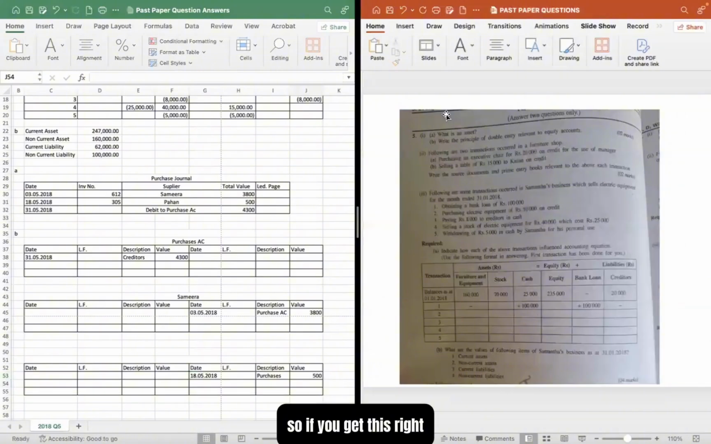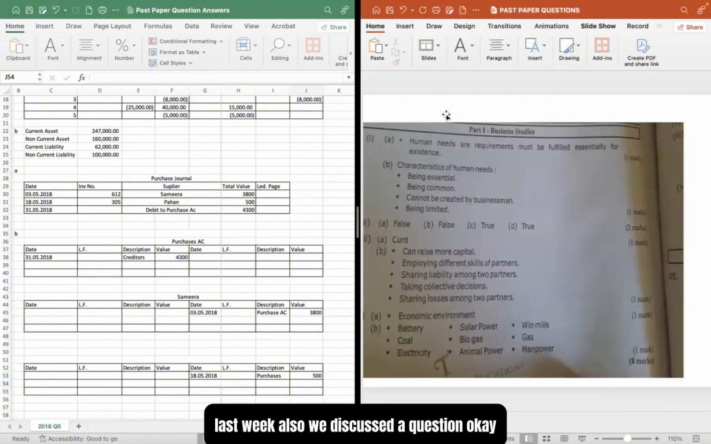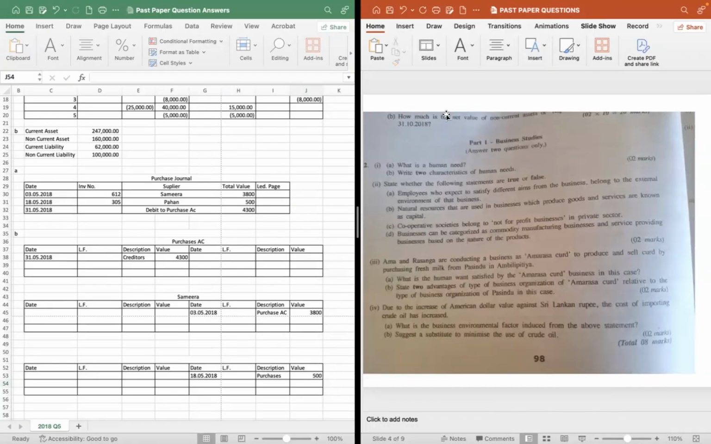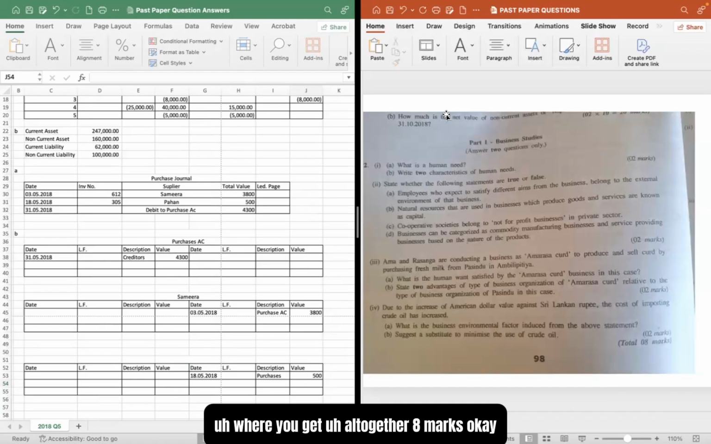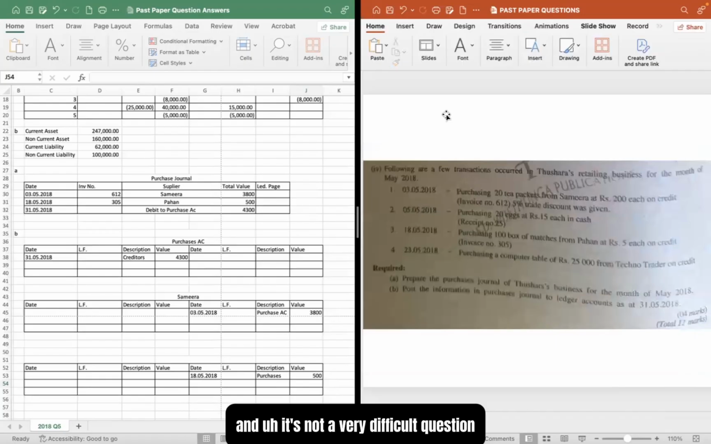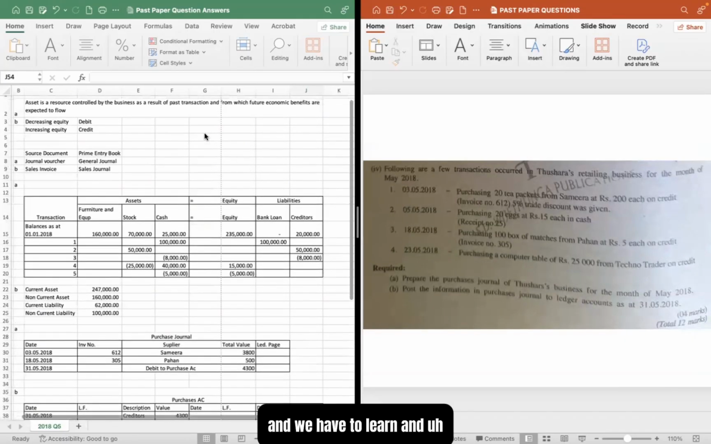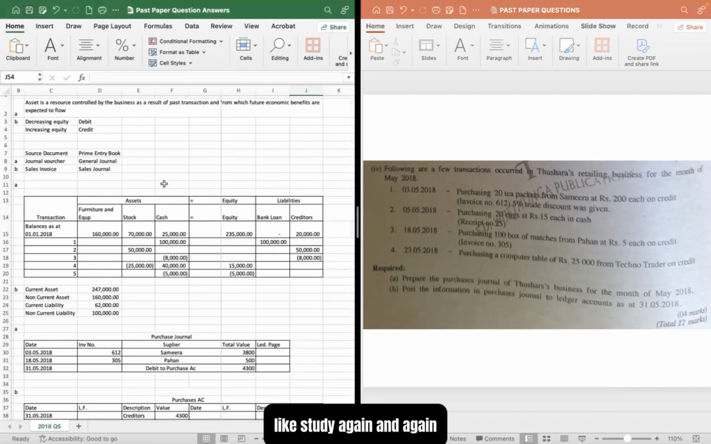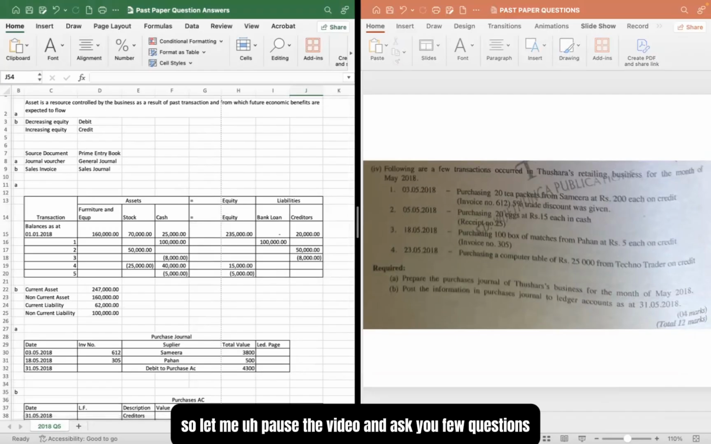So if you get this right, you should be able to get 12 marks. Last week also we discussed a question, where you get altogether 8 marks. So we should be able to do all these things by now. And it's not a very difficult question. Only thing is we have to be thorough with what we studied, and we have to study again and again, so we will not forget it. So let me pause the video and ask you a few questions.